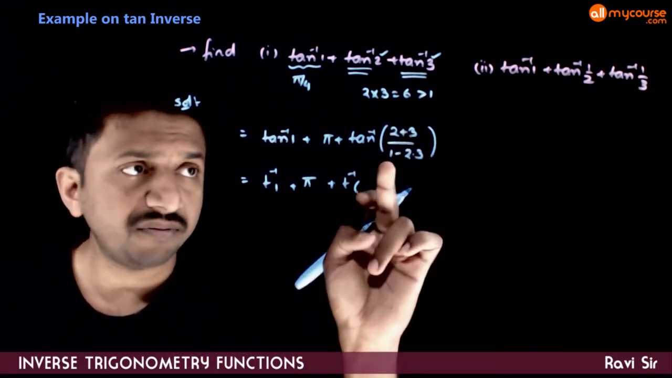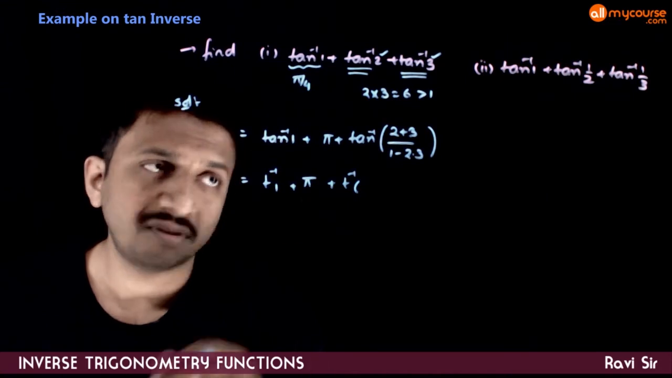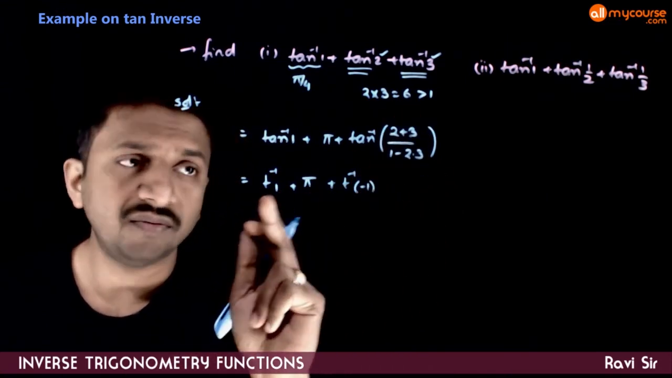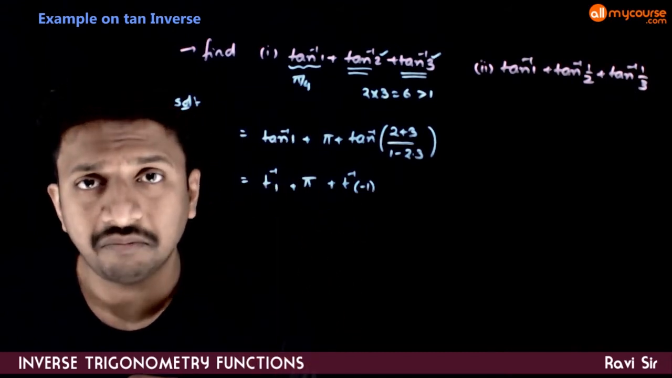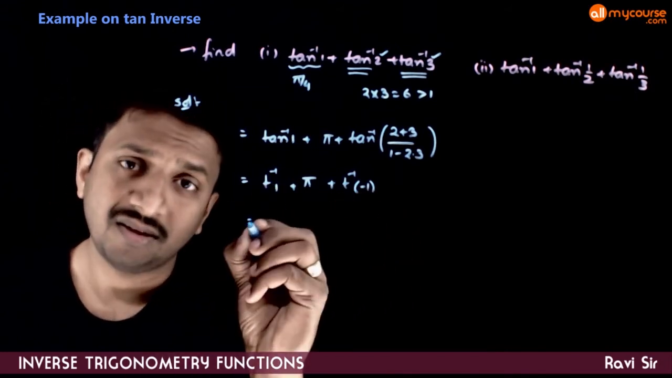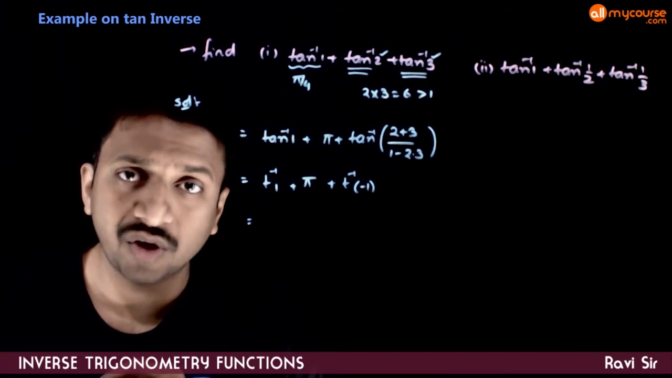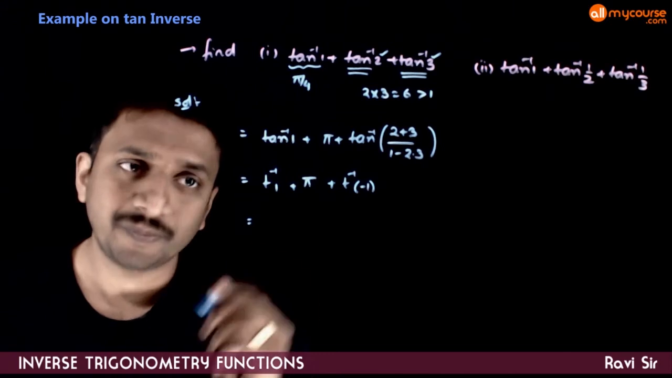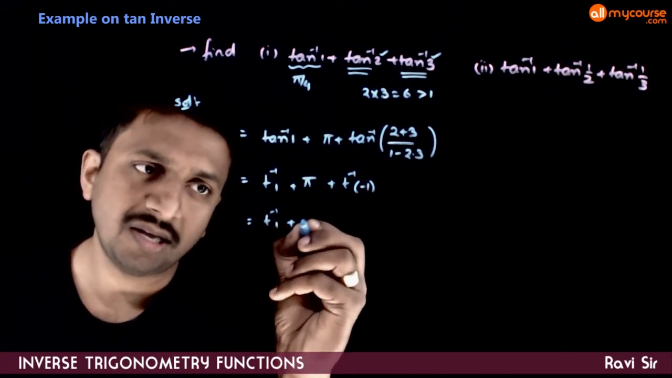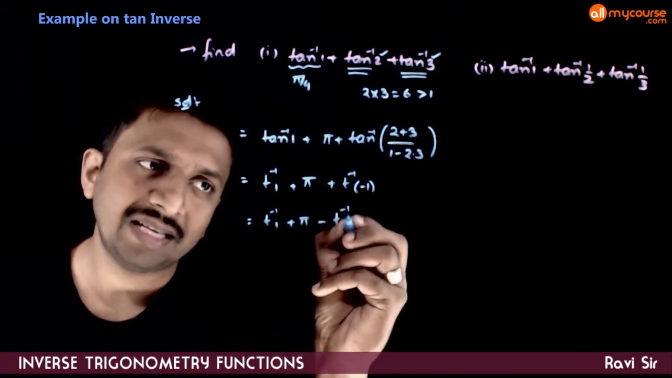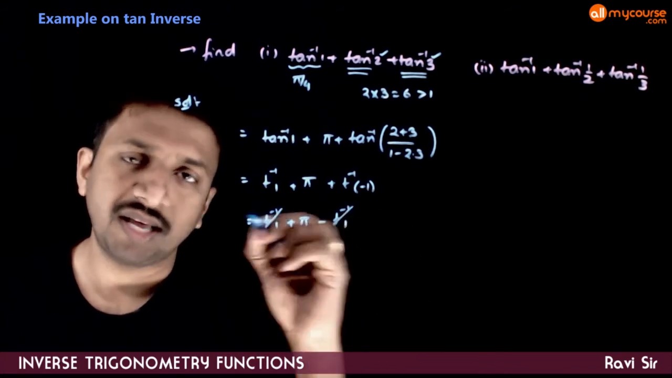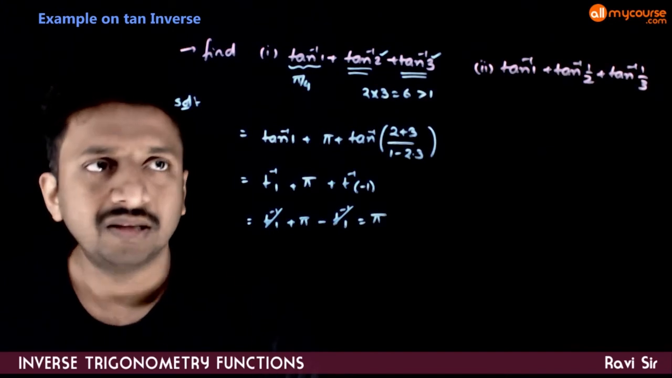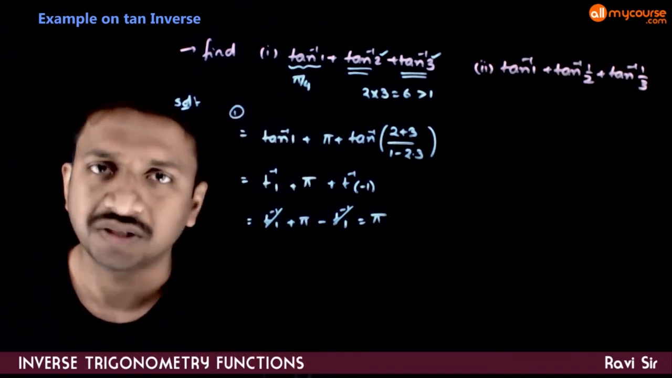2 plus 3 is 5. 1 minus 6 is minus 5. So 5 by minus 5 is minus 1. So tan inverse of 1 plus tan inverse of minus 1. And in the negative x formulas, we have seen that tan inverse of minus x is minus tan inverse x. So tan inverse of 1 plus pi minus tan inverse of 1. These two are getting cancelled. So you get pi as the answer. So this is the solution to the first question.